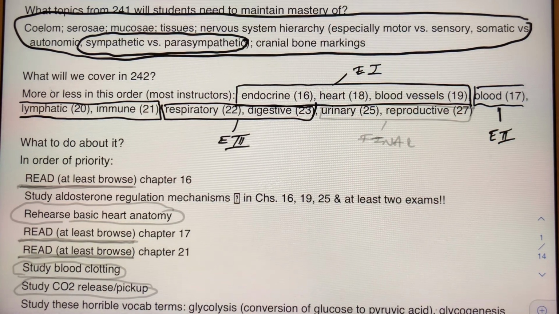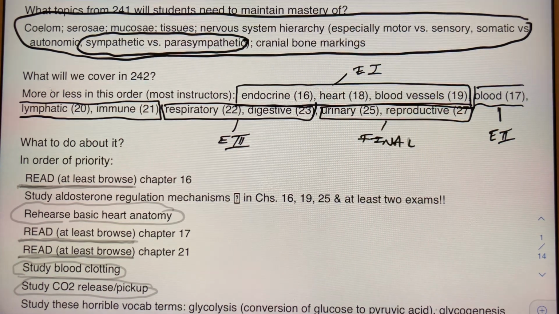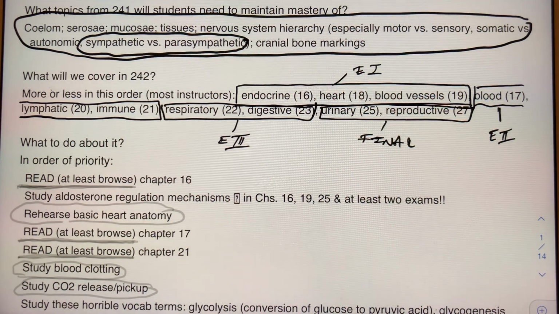Exam 3, urinary and reproductive, will show up on the final alongside cumulative questions. Okay? And if you're previewing or if you want to know what's especially tough from these different chapters, then that's what the rest of this slide is for.